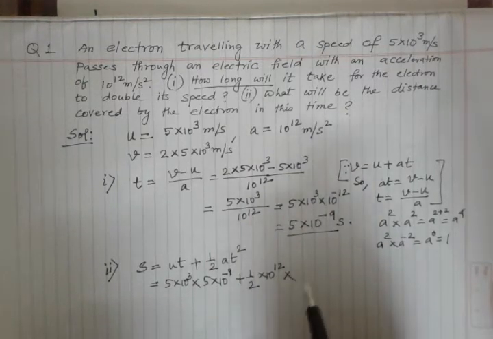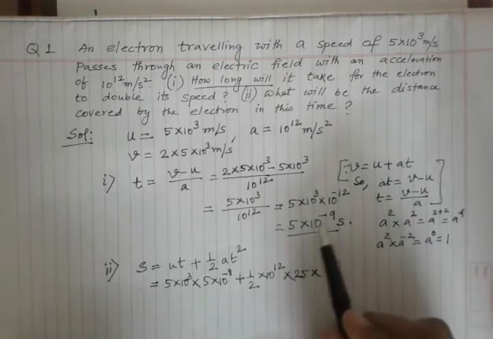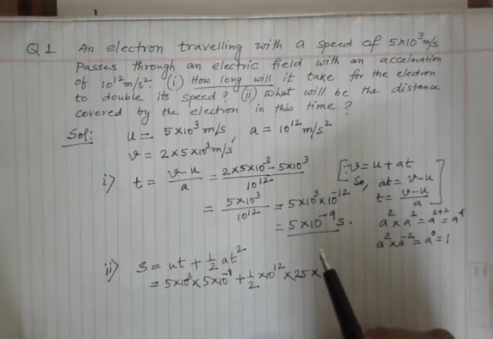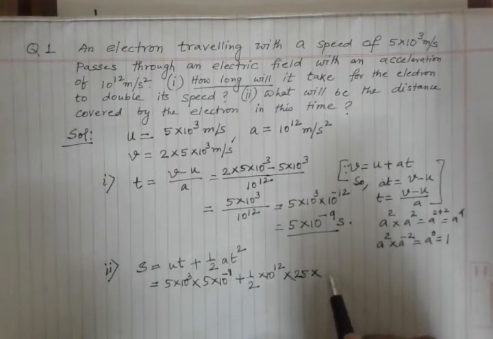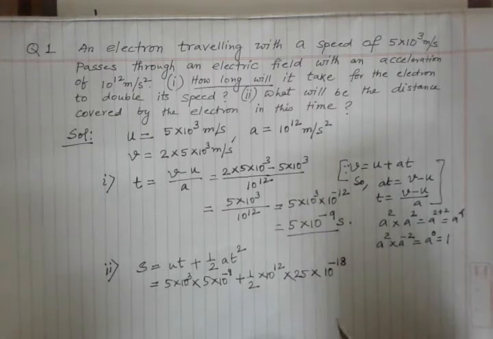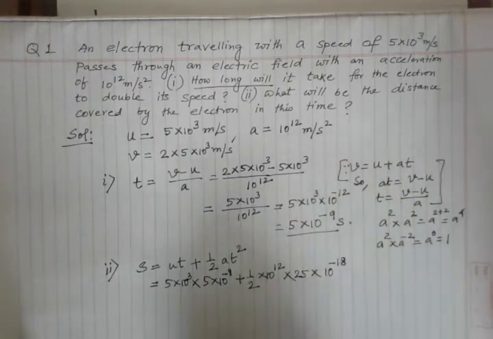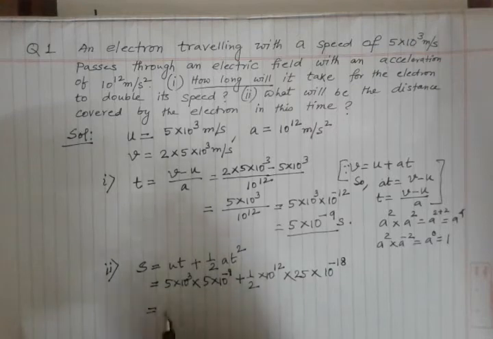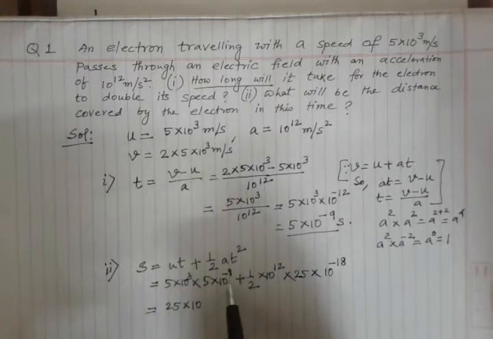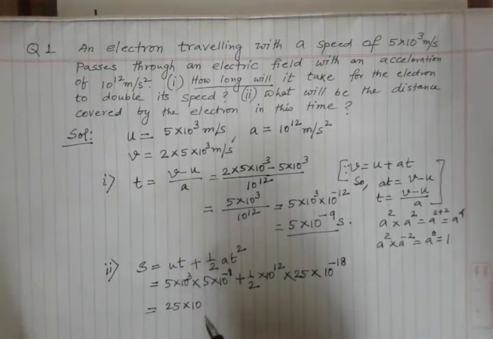Squaring means 5 into 5 will become 25, and 10 to the power minus 9 into 10 to the power minus 9 will become 10 to the power minus 18. So 10 to the power minus 18. Okay, now we calculate here. First we calculate for the power. So this is 25 into 10 to the power 3, and this one is how much? 9. So we'll get minus 6.